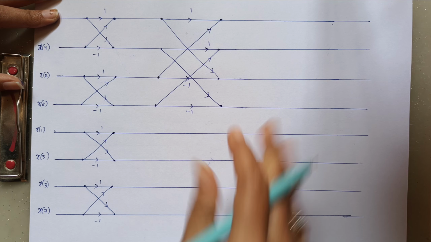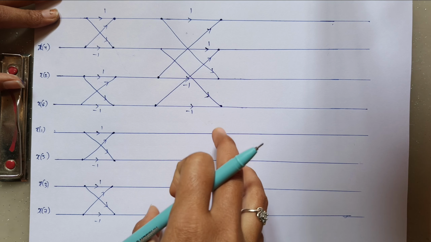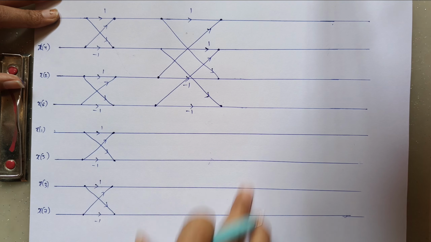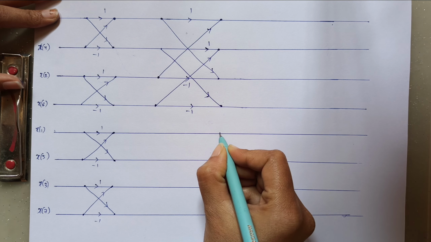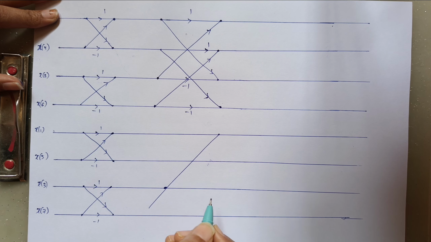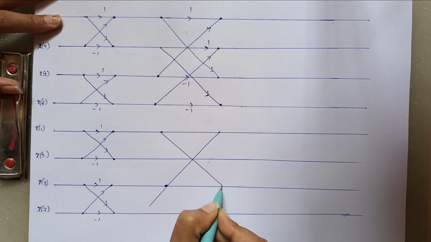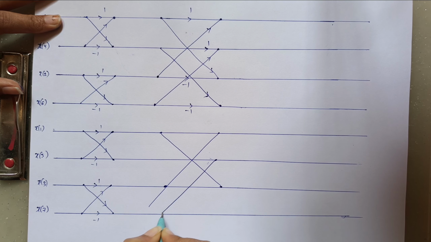Right? You have understood? Now what about the remaining ones? We will be copy pasting the same thing on these 4 lines. So we will draw it, it will be ending here. So we will draw it like this.